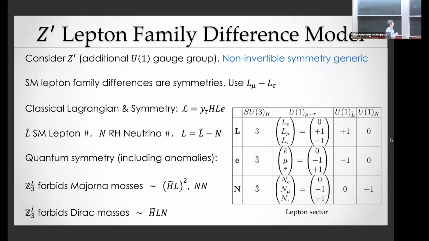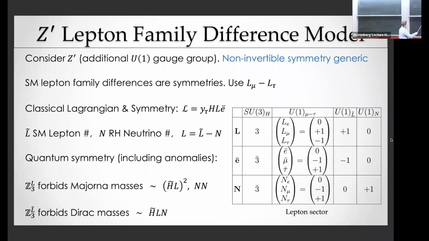To give you an example, the least phenomenologically constrained, as far as I'm aware, is L mu minus L tau. So we'll have a Z prime that gauges L mu minus L tau. Classically, in this standard model augmented by the Z prime, you can ignore this column for a minute and come back to it. There are a variety of symmetries to discuss.